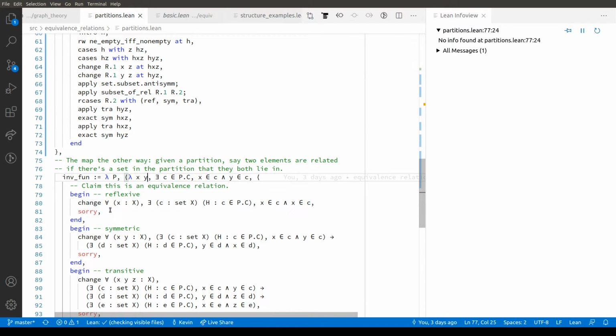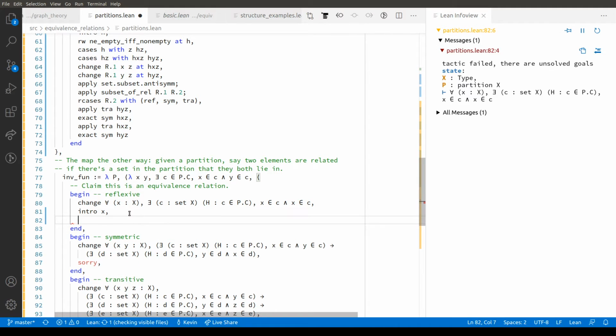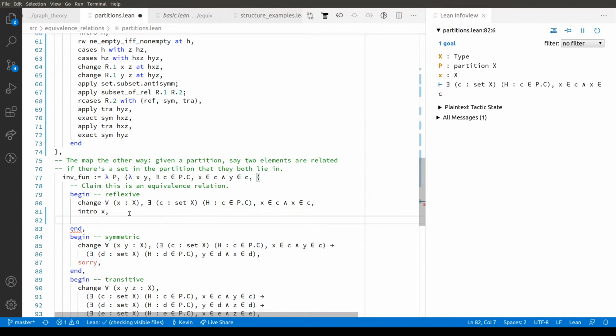And now, of course, we've got to prove it's an equivalence relation. So we can see the first goal here is we've got to prove that for all X, there exists a block such that X is in the block and X is in the block. So again, let's let X be arbitrary. So this is kind of interesting, right? It's kind of obvious that this is an equivalence relation. So Lean is demanding that we prove it's an equivalence relation.